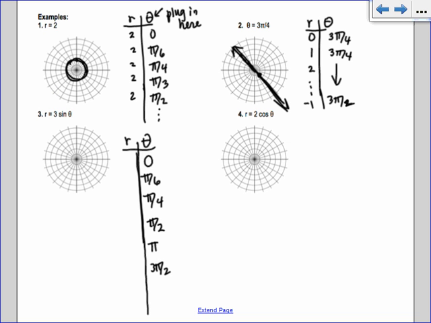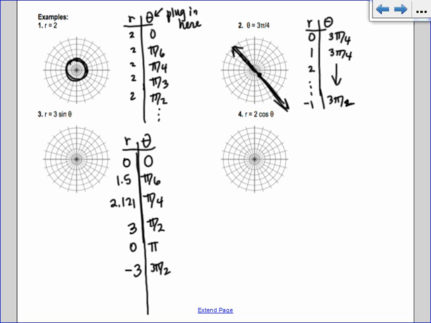So if I plug in 0, I get 0. If I plug in pi over 6, I know that sine of pi over 6 is 1/2, so this is 3 over 2, so I'm going to write it as the decimal 1.5. All right, then if I plug in pi over 4, I get the decimal 2.121. If I plug in pi over 2, I get 3. If I plug in pi, sine of pi is 0, so I get 0, and so on. So 3 pi over 2, sine is -1, so -3.